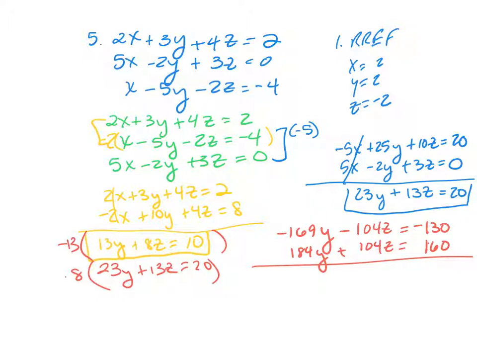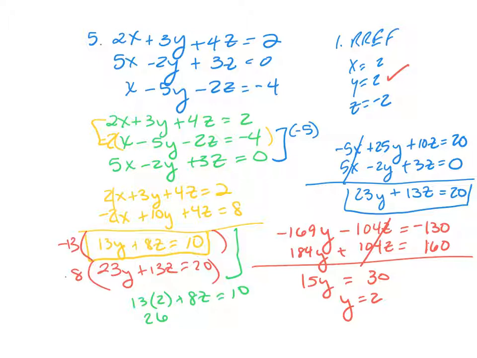So when I add these together, the z's as predicted bite the dust, and we have 184 minus 169 is 15y, this thing's getting prettier by the minute, equals 30. So y equals 2. And I go up here and I go, oh my gosh, I'm good. Now I pick one of these two equations and plug in that y so I can find z. And I have 13 times 2 plus 8z equals 10. 26 plus 8z equals 10.